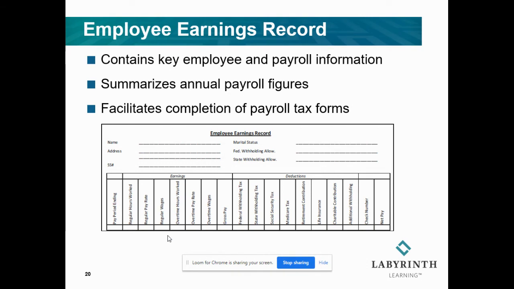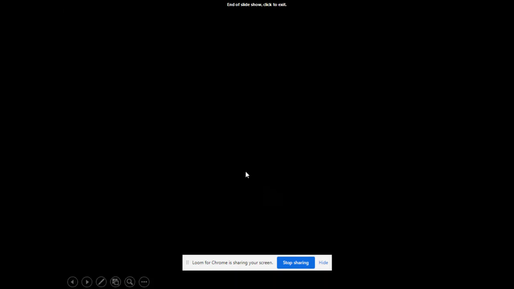It summarizes the different payments for different employees annually and the different payroll tax forms. It covers the payroll pay period ending, all the hours worked, overtime hours, wages, gross pay, the tax withheld for federal taxes, state withholding taxes, and etc., if you see here. So that concludes the video.